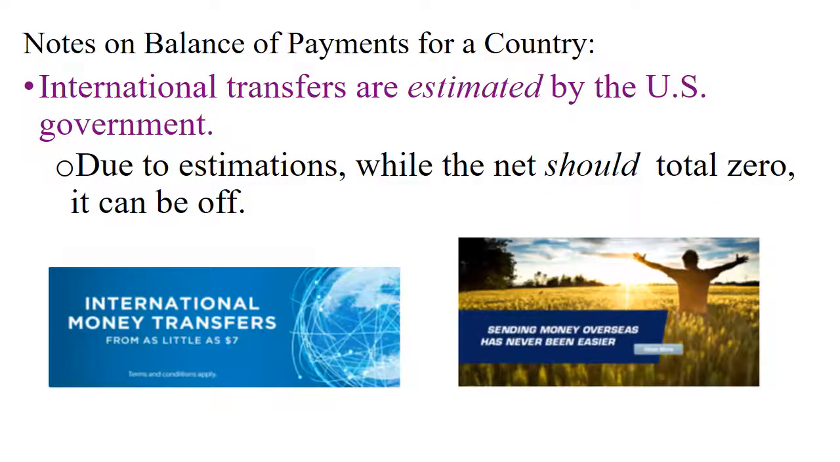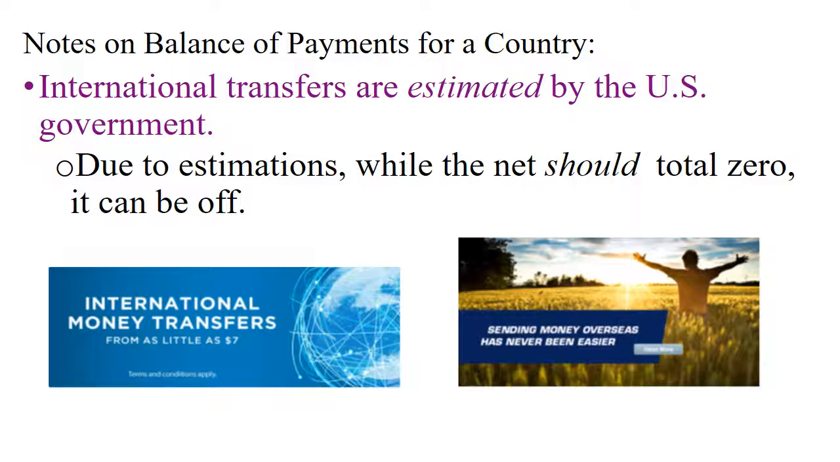So now we're going to get into more detail about what is included in each category. International transfers are estimated because we don't have very accurate records of people sending money to family members overseas. These are going to be estimated, and that's why the net total for balance of payments accounts for a country normally isn't 0, like it should be, because we don't have perfect record keeping here.